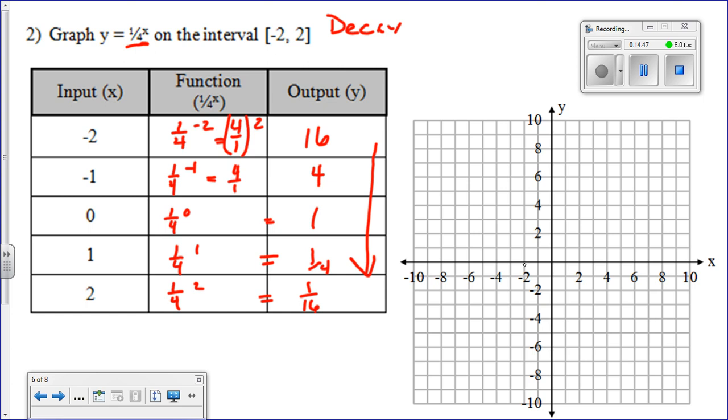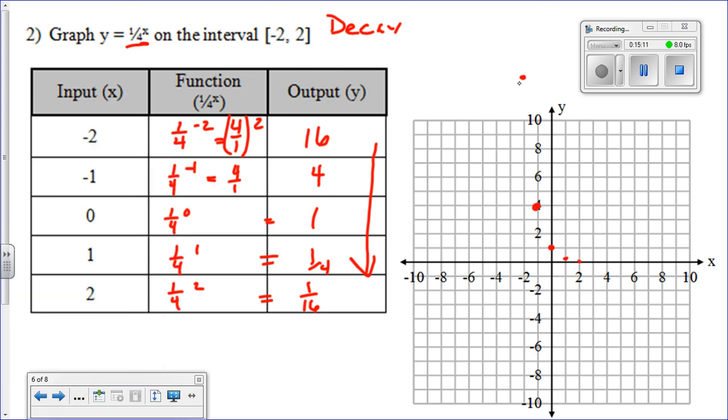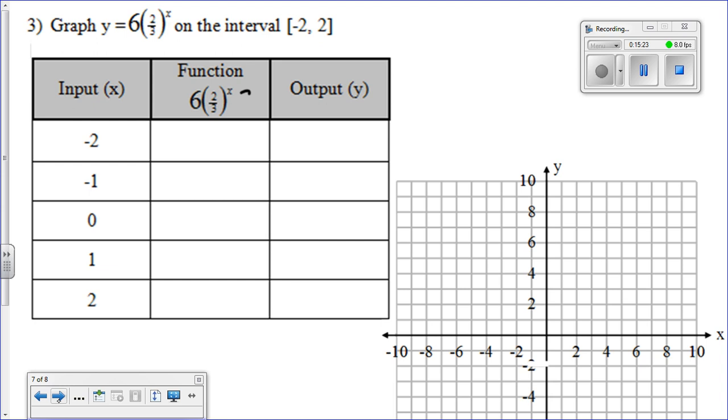So let's see, -2. Output is 16, so that's going to be way up here. -1 has an output of 4. 0, 1. 1, 1/4, and 2 is 1/16. Boy, that looks really close to the axis, but you know it's not going to touch it. And now I'm going to do a nice smooth curve the best I can, and there you go. It's not pretty. Now, because we restricted the domain, we're not putting arrows on it. And let's try one last one here.